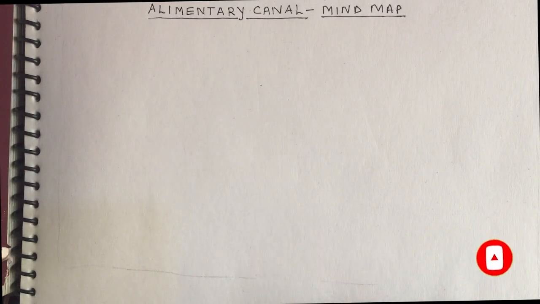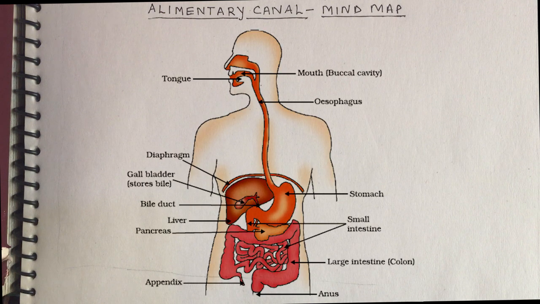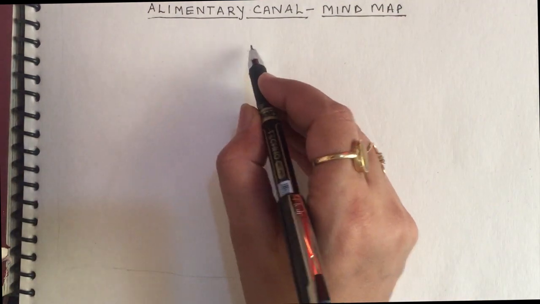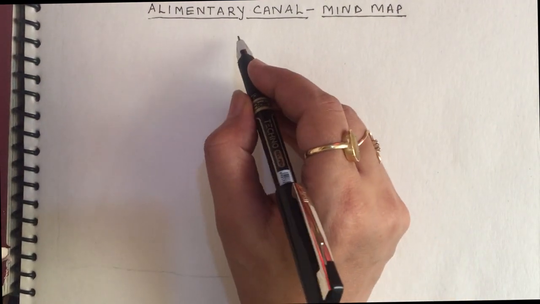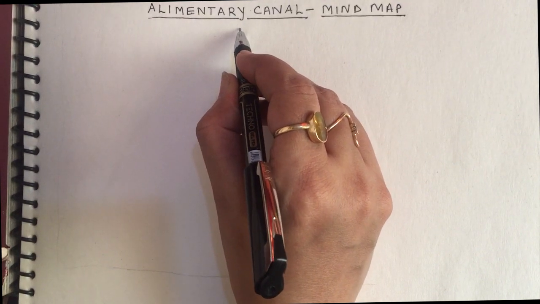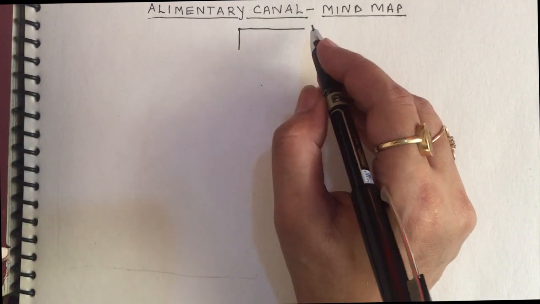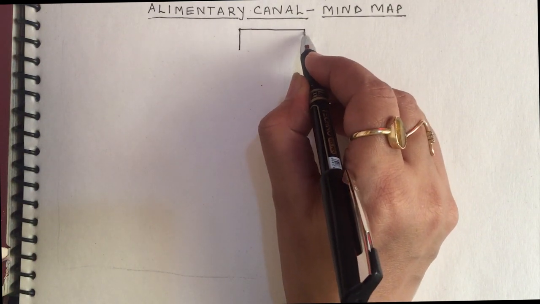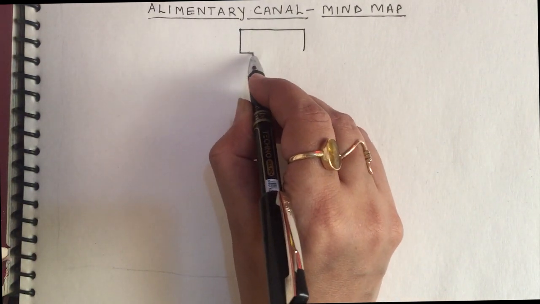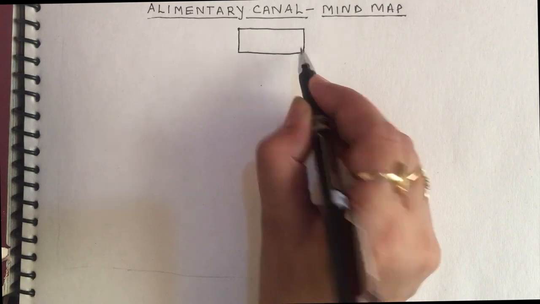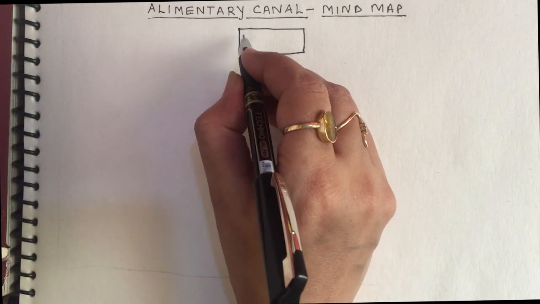Good morning, students. Today we are going to learn about alimentary canal mind mapping. Let us start it. You can also draw with me. The alimentary canal starts from mouth and it ends at anus. So we are going to draw mind map. You can also call it a flow chart.